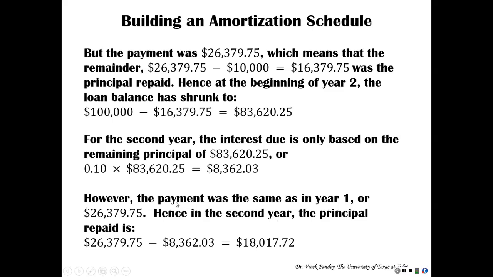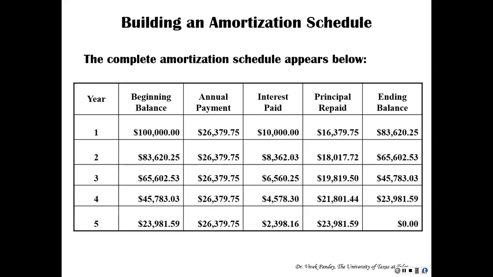But we are paying the loan in equal annual payments of 26,379, right? So the principal repaid after the 2nd year's payment is the interest of 8,362 subtracted from the annual payment of 26,379 to get 18,017.72, right? So you start to see how this is working out.